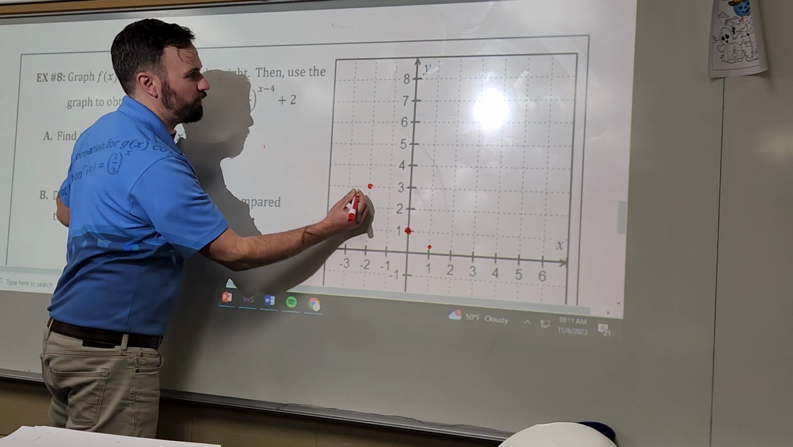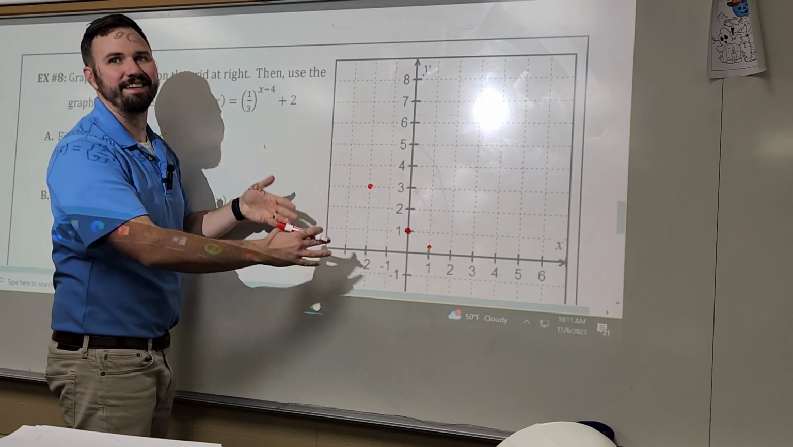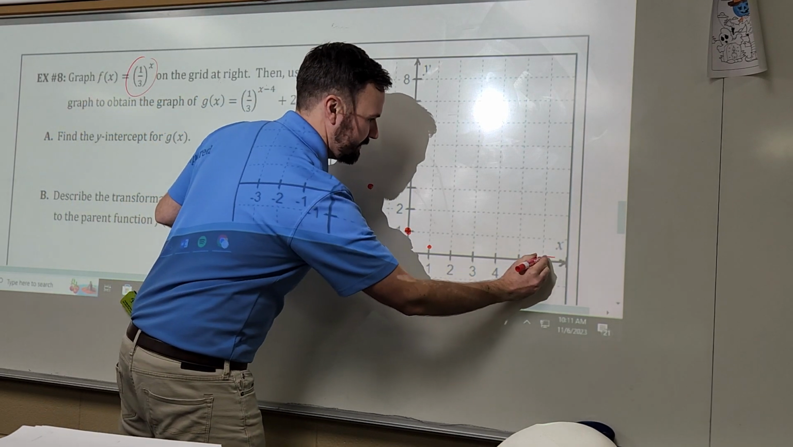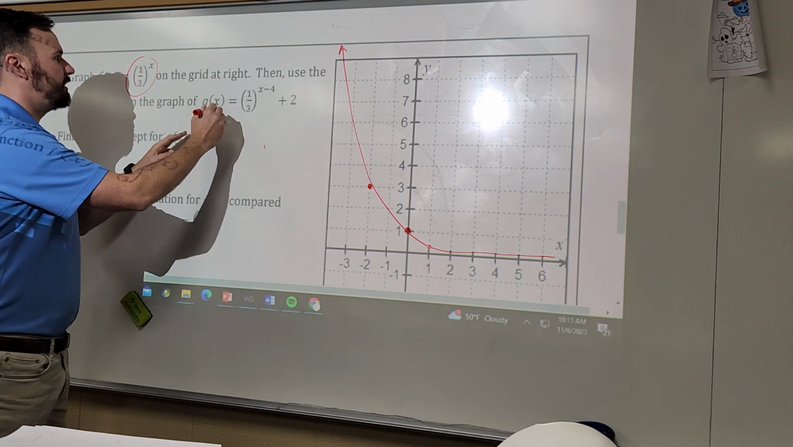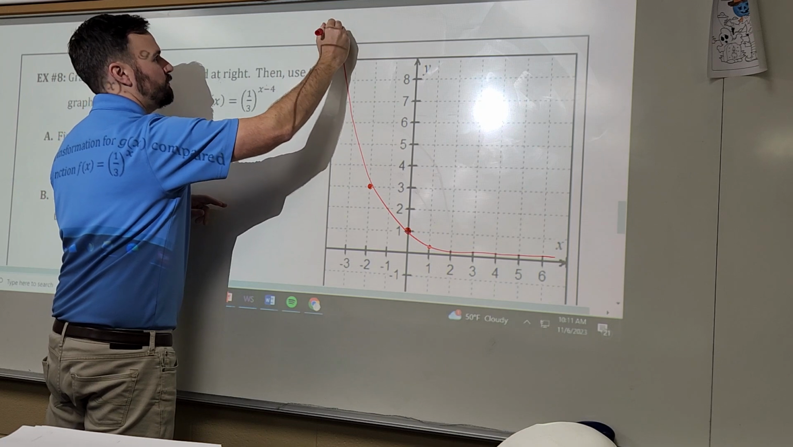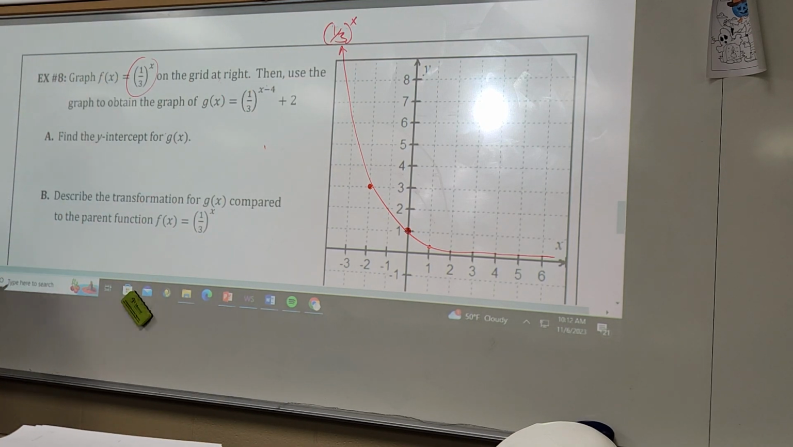Do I need all these points? No, I just like to get an idea of what it's going to do, right? So I'm going to hover around there. That's my original 1/3 to the x. Y'all agree on that?